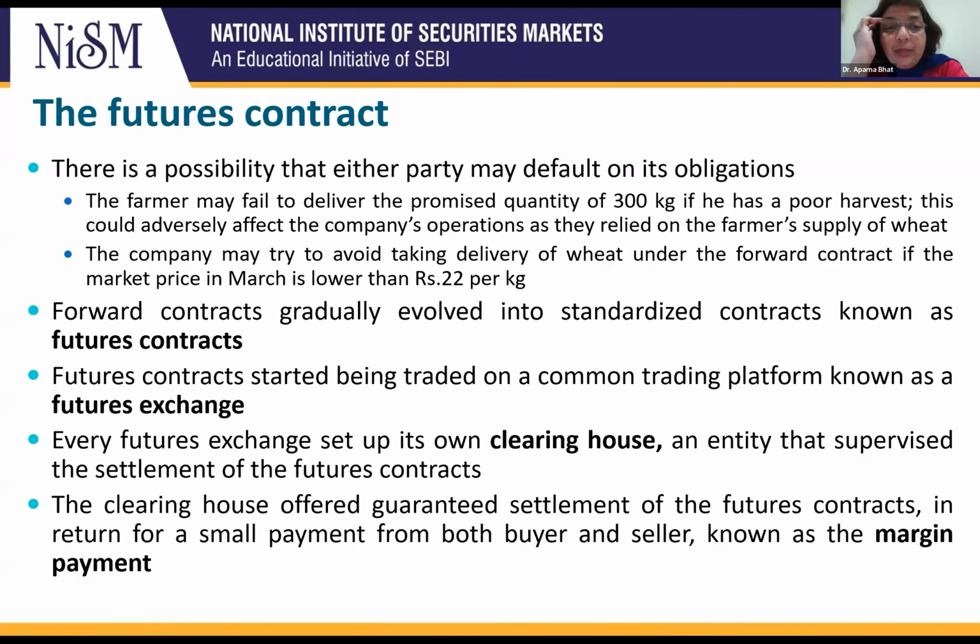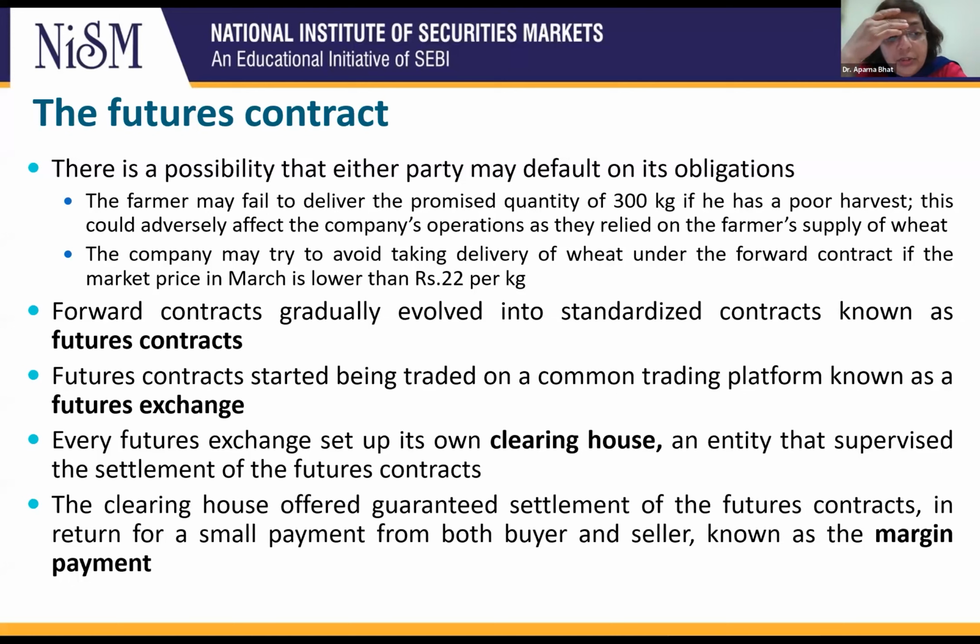But there is a possibility that either party may default on its obligations. For example, suppose there were a lot of hailstorms and much of the farmer's crop has been destroyed. The farmer had promised to deliver 300 kilos of wheat to the company, but because of the hailstorms or unseasonal rains, let's say the farmer's field could produce only 100 kilos of wheat. Then the farmer has failed to deliver.